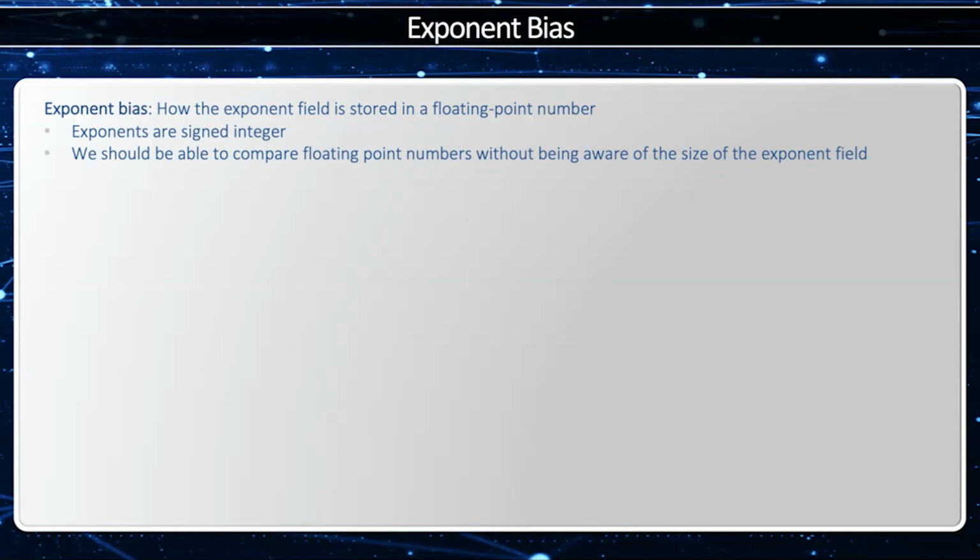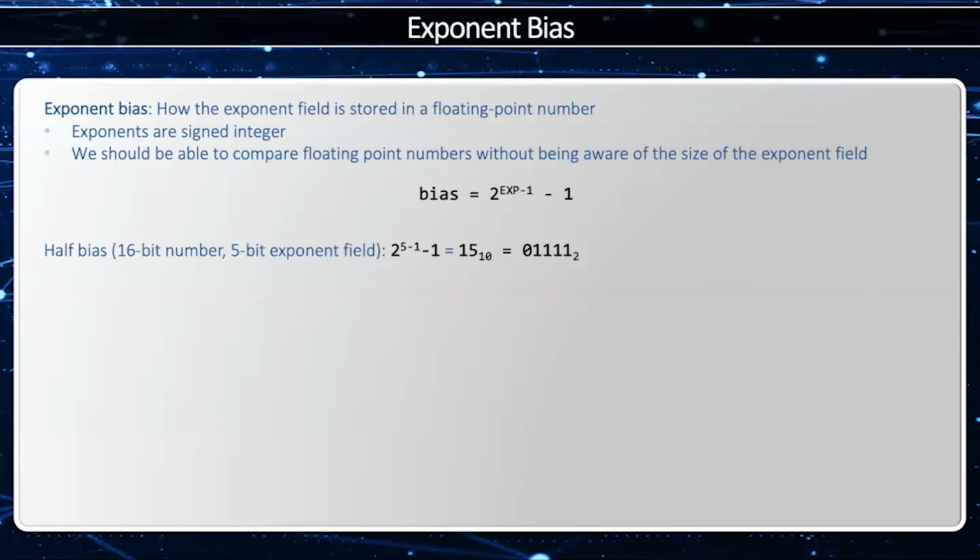Now, in order to compute the exponent bias, I first have to compute something called the bias. And the bias is 2 to the exp, where exp is the width of my exponent field, minus 1, and that whole thing minus 1. All right, so my half bias for a 16-bit number is going to be a 5-bit exponent field. So my exp is going to be 5. So 2 to the 5 minus 1 is going to be 2 to the 4. 2 to the 4 is 16. 16 minus 1 is going to be 15 base 10, or 01111 base 2.